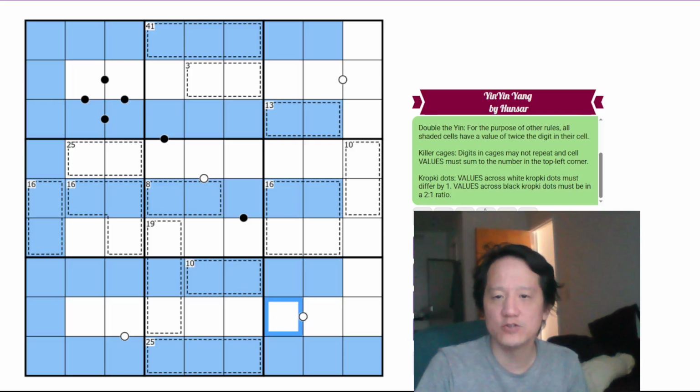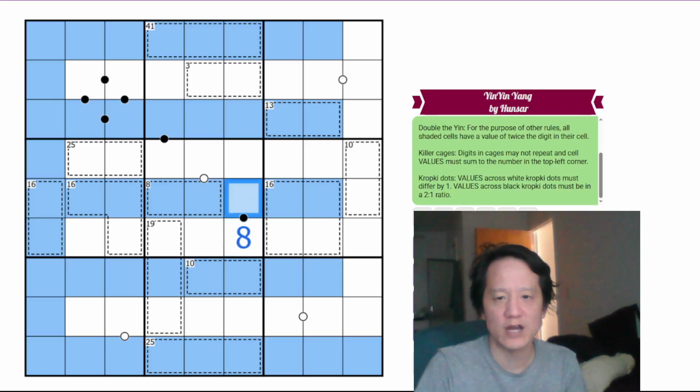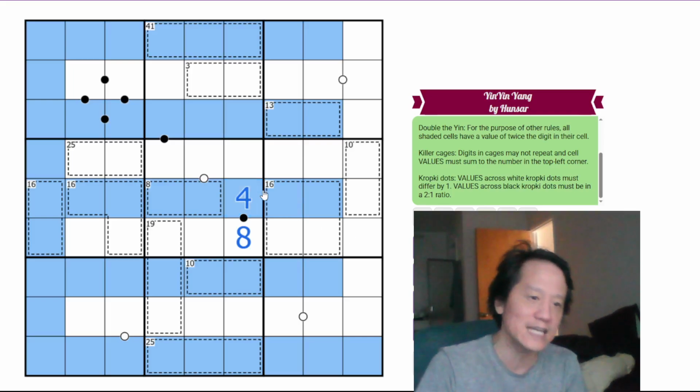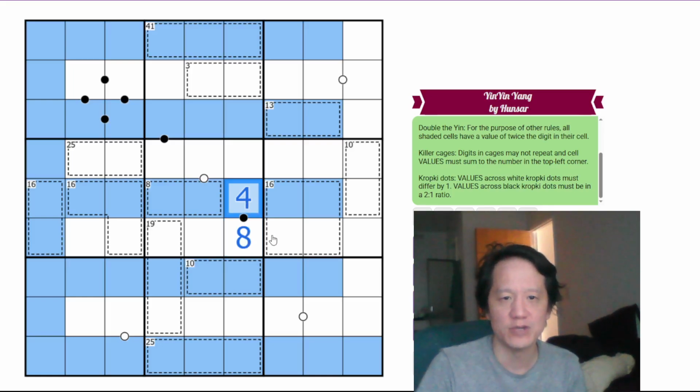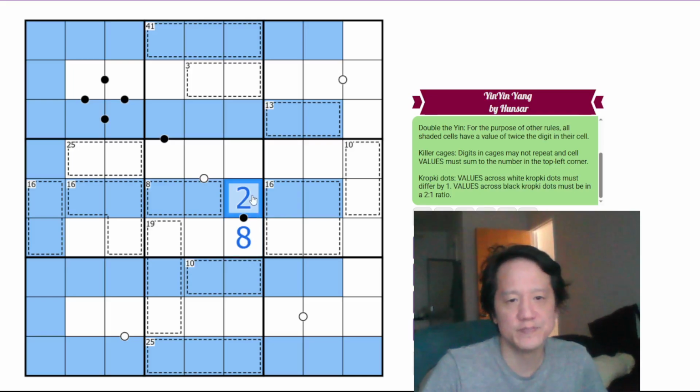And values across black Kropke dots must be in a 1:2 ratio. So if this had a value of 8, this would have to have a value of 4 or 16, but 16 would only be the value of 8 doubled. So it couldn't be 16 here. It would actually have to be 4 as a normal value or 2 doubled, to be in a 1:2 ratio with 8.